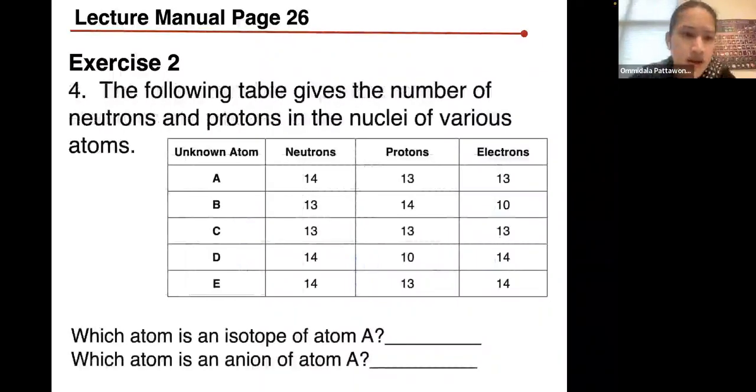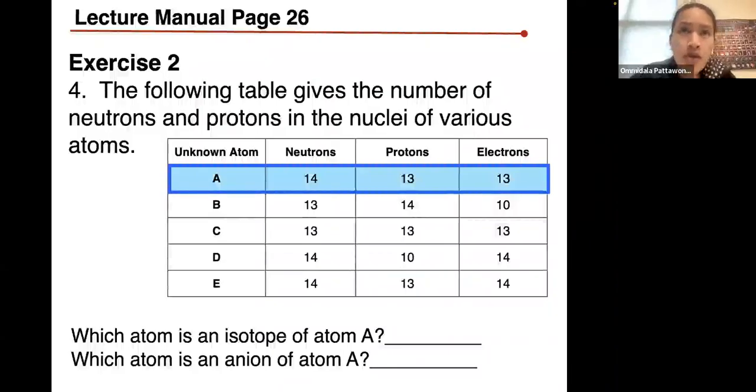Let's take a look at the next example. We are given a table that contains the number of neutrons, protons, and electrons. These are unknown atoms. We want to find out the isotope of A.